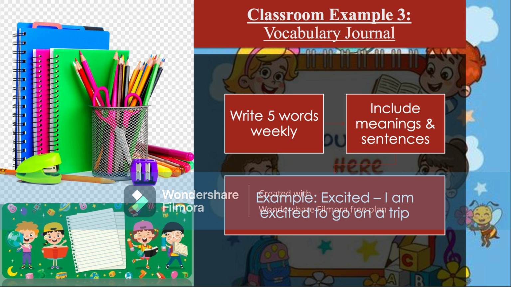Here is a third example of assessing vocabulary in the classroom. In this activity, students keep a vocabulary journal. Each week, they write down 5 new words, their meanings, and sentences using those words. For example, a student might write the word exciting, with the sentence, "I am excited to go on a trip." This activity helps students in several ways.